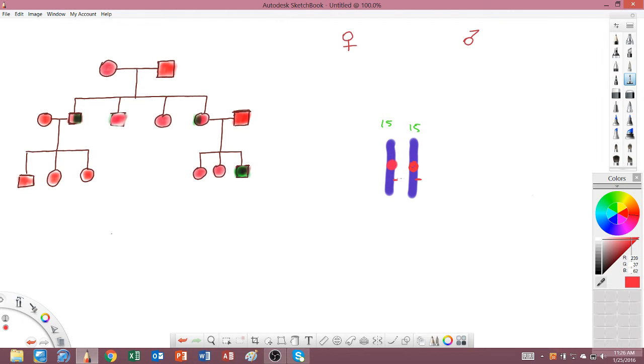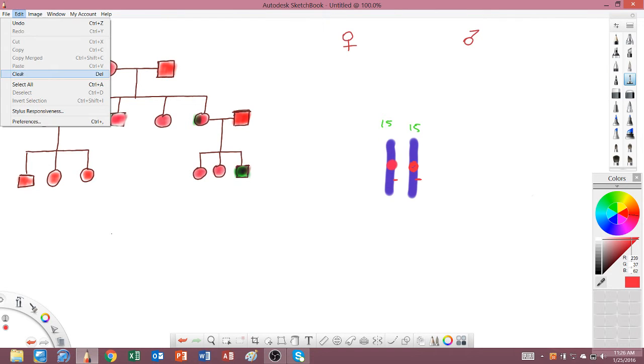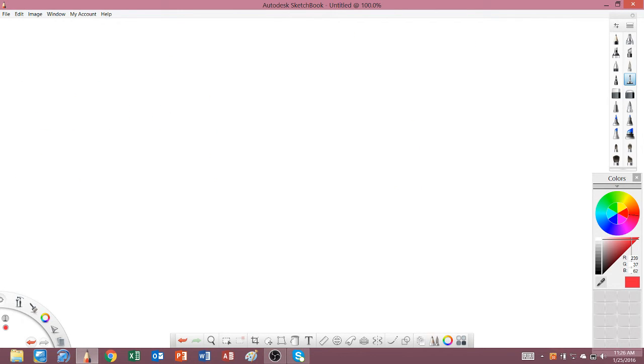Anything else, guys? No questions? Okay, so last thing, multifactorial. Multifactorial means there should be a genetics component and there should be an environmental component. There should be two components to that.